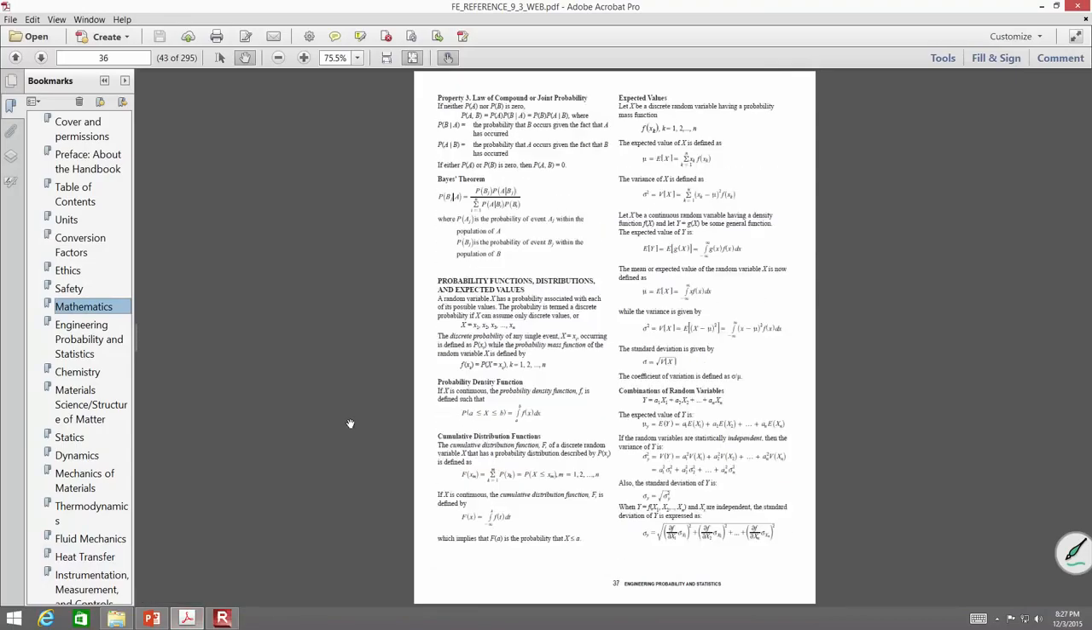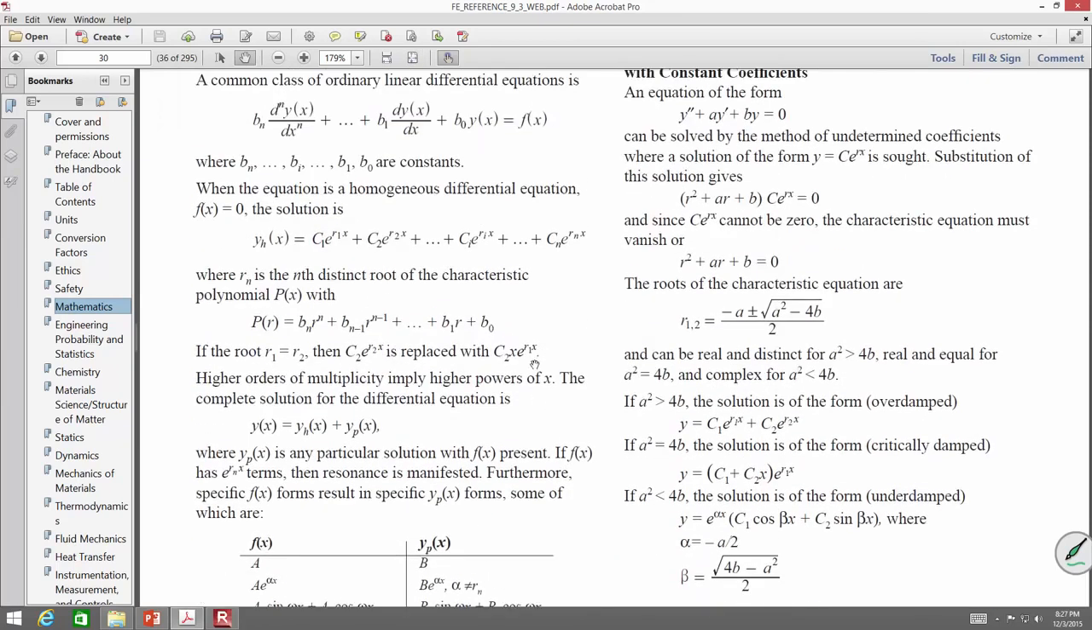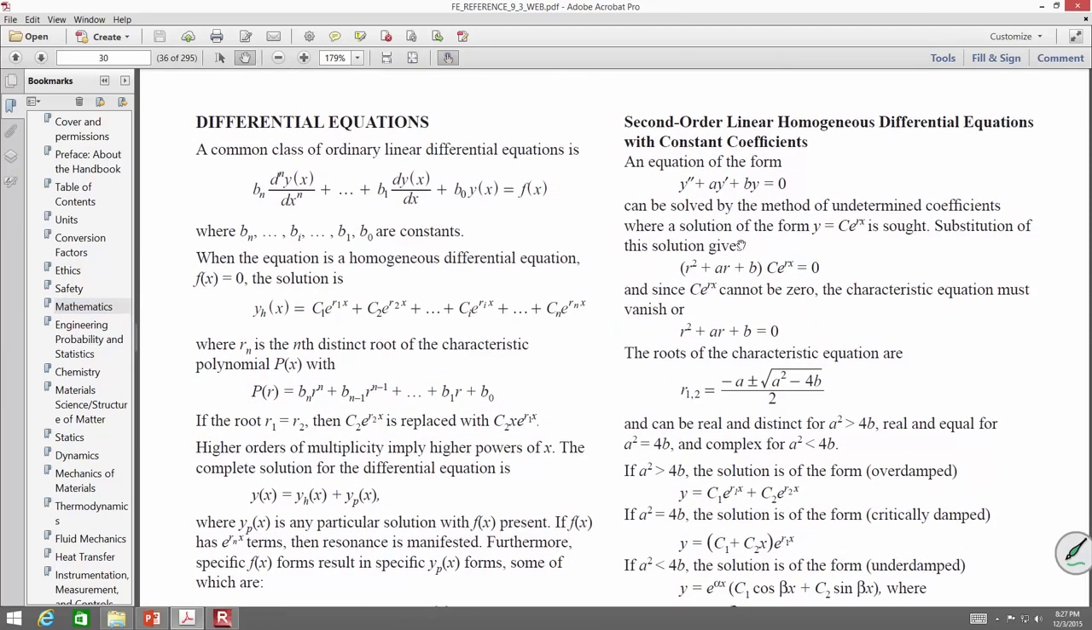So, just for the folks watching the video, I can pull that up. So I'm on page 30 of the reference manual, and I'm looking right here on the reference manual. It says second order linear homogeneous differential equation, and it basically just tells you step by step how you need to solve this problem. Okay, very straightforward.